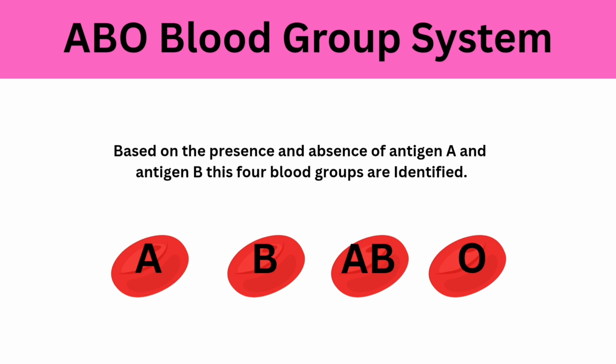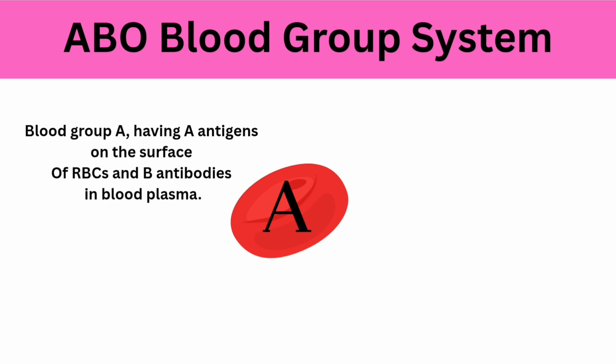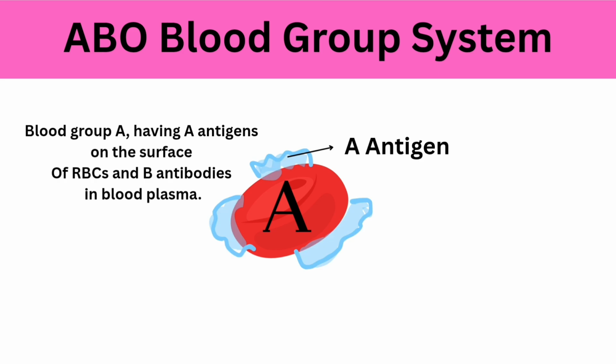Landsteiner rule: if an antigen is present on a patient's red blood cells, the corresponding antibody will not be present in the patient's plasma under normal conditions. This rule explains that if a person has blood group A, he has A antigens on the surface of RBCs and B antibodies in blood plasma.